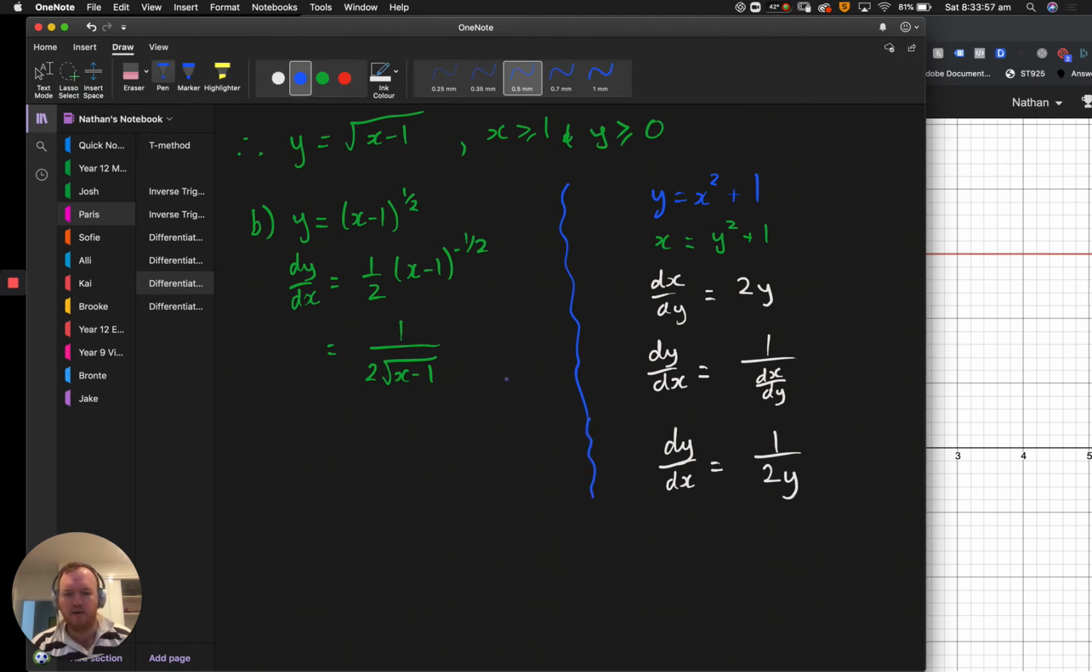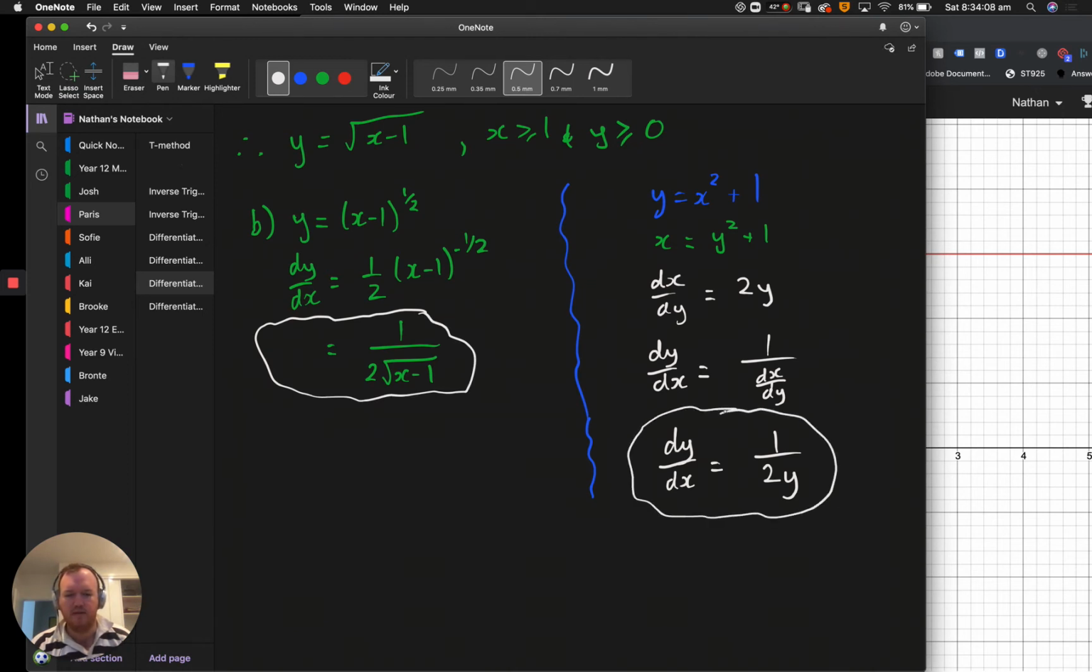Okay, so we've got two expressions for the derivative of our inverse. This is expression 1, the derivative of the inverse in terms of x. And here we've also got an expression for the derivative of the inverse in terms of y. So we'll talk about what's going to happen here in part C.